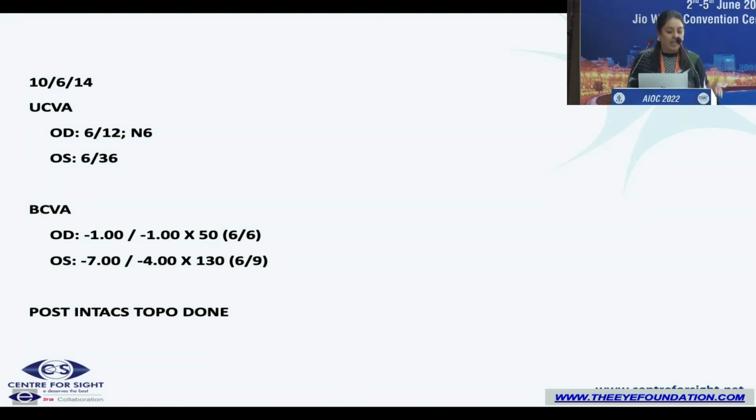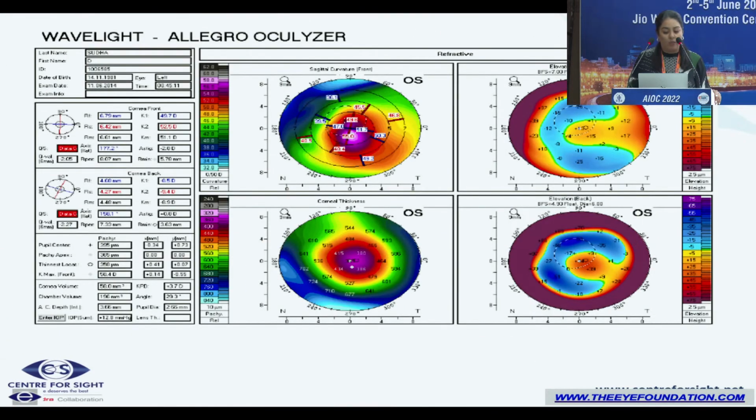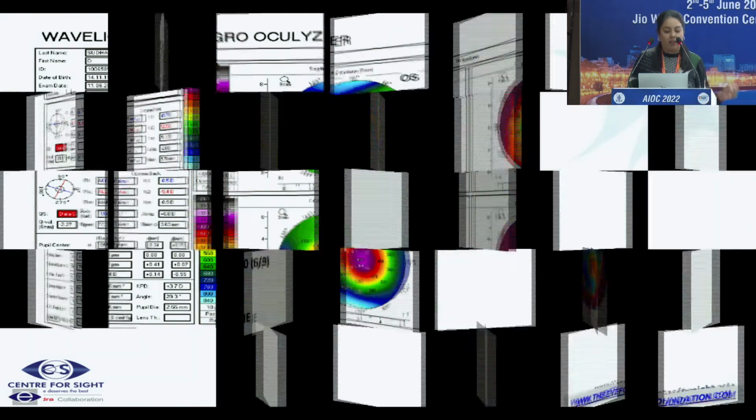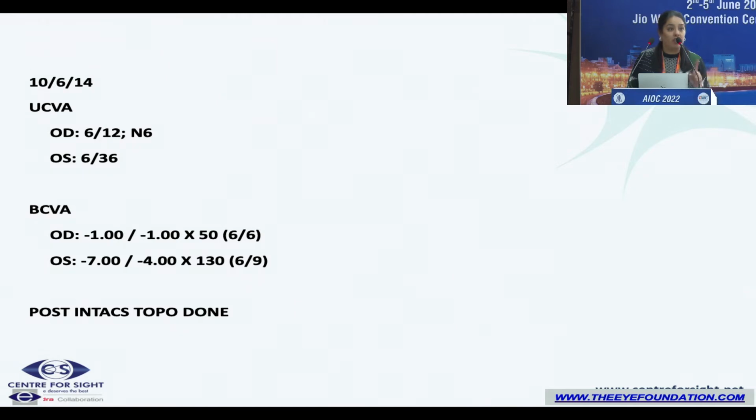After the ICRS, you see how the vision in terms of the best corrected and the uncorrected has improved. 6/36 is the uncorrected vision and 6/9 is the BCVA. But this is a patient who doesn't want to wear contact lenses and wants relative freedom from spectacles also. -7 and -4 cylinder is the refractive error. The topo has improved and the cone has largely centralized. And again, I repeat that the spectacle vision is 6/9.